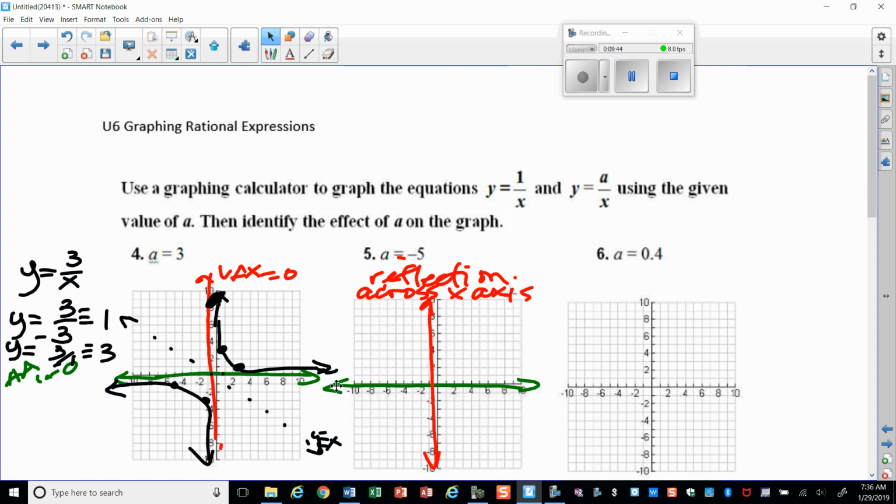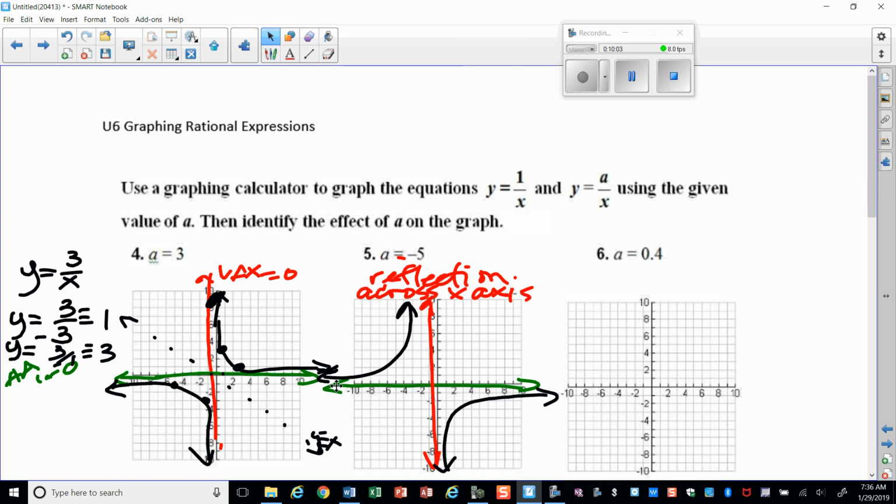But now, when x is negative, y is positive. Okay, and when x is positive, y is negative. Okay, so it's reflected.